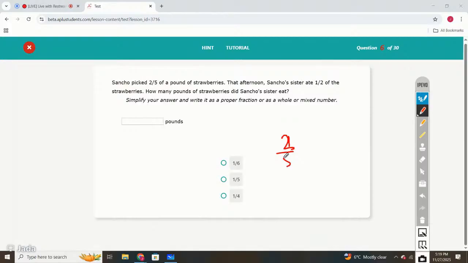That is 2 by 5 times 1 by 2. So 2 and 2 cancel out. We are left with 1 by 5. Option number 2 is the correct option. That is 1 by 5.